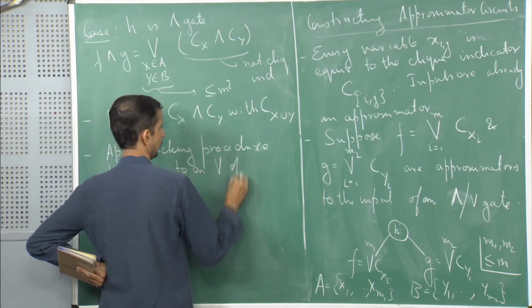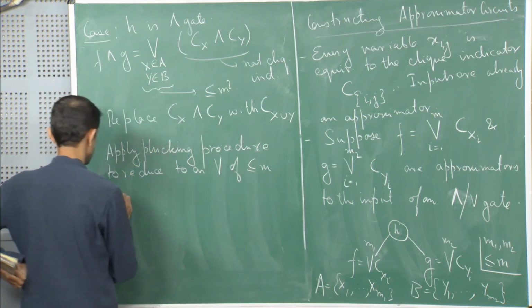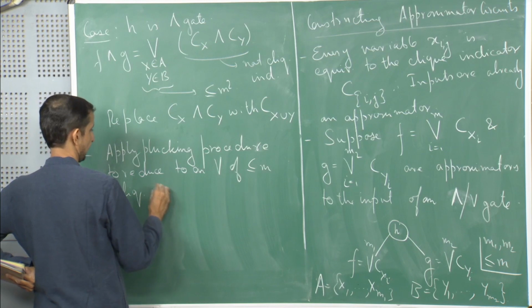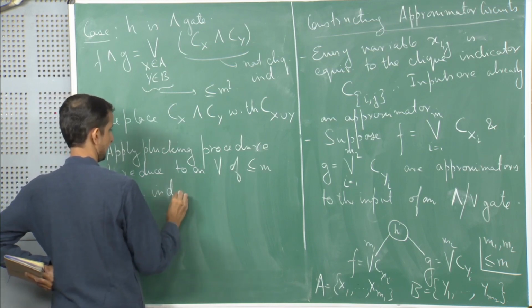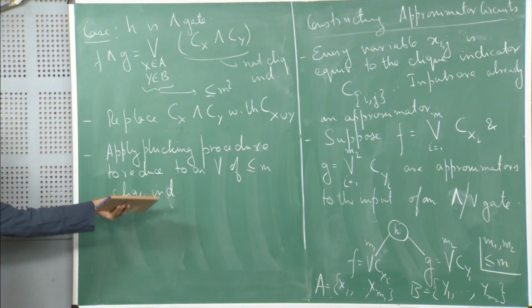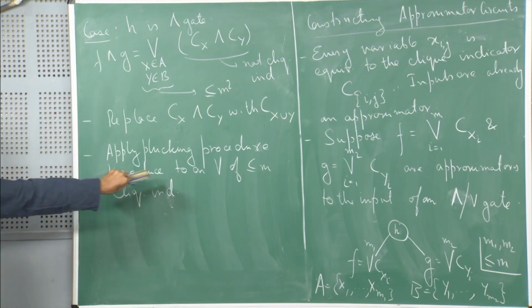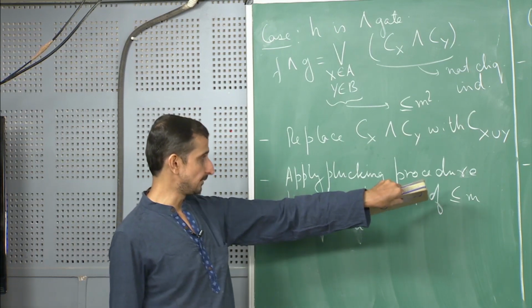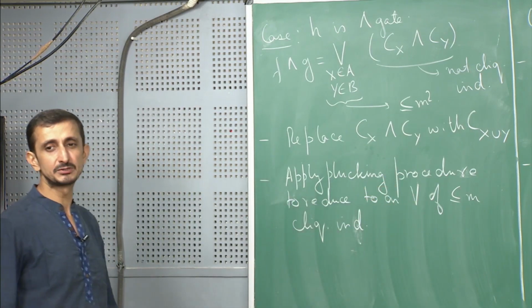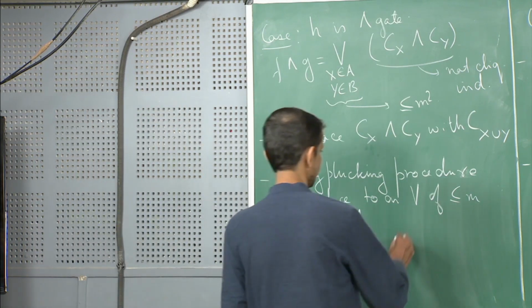to an OR of at most m clique indicators. And well, the number of times you have to apply the plucking procedure, you can be a little bit particular here. It will be something like m square divided by m, something like that, but anyway it does not matter. You can give an upper bound, that the number of plucking procedures that need to be applied is m square anyway. Each plucking procedure anyway brings it down by 1.